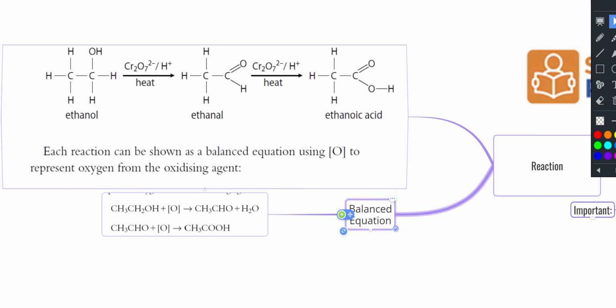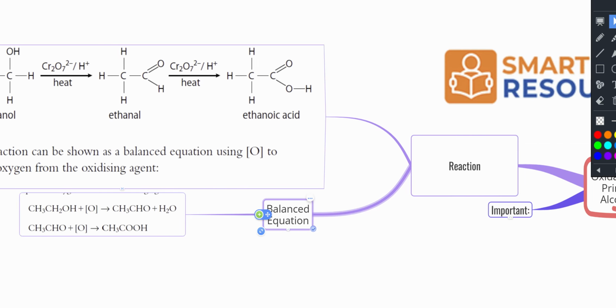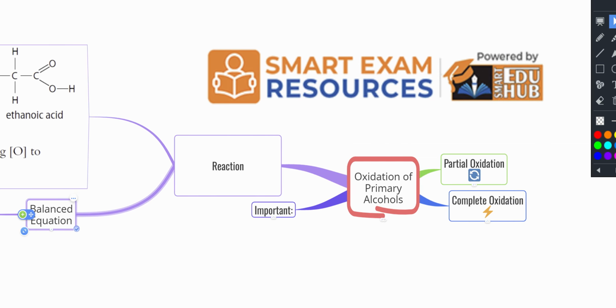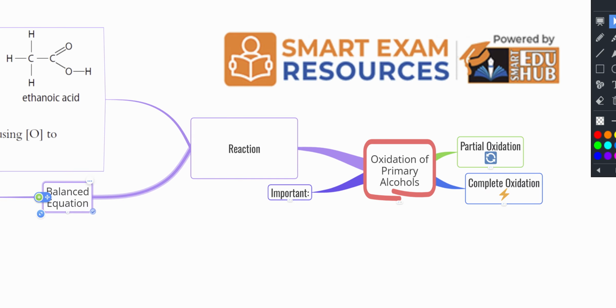Everywhere you see an oxygen atom written in a bracket, that indicates that the oxygen has come from the oxidizing agent. Okay. So this is all about the types of oxidation and the equation and the balancing. Now there are a few things I need to add to this explanation.